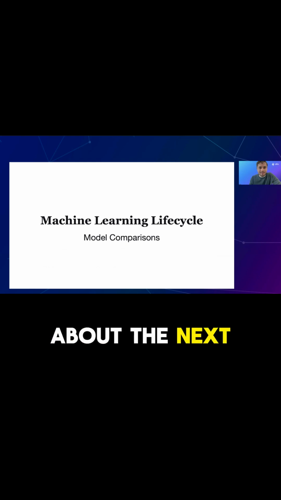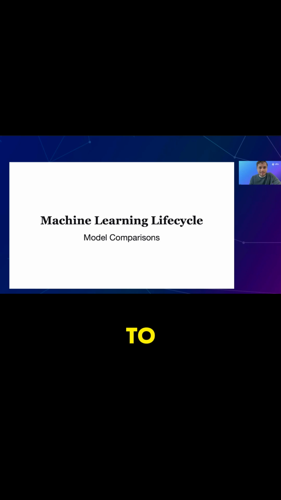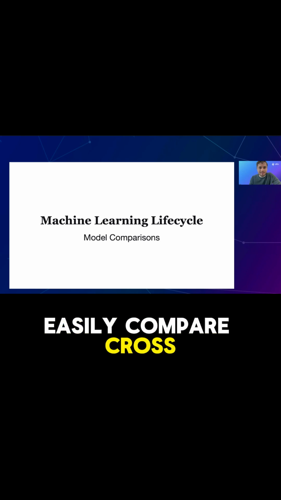We're going to talk about the next phase of the machine learning lifecycle and how this framework helps you. So we've shown you evaluating a single model, which was E5. Now we're going to show you how this table helps you to easily compare across models.